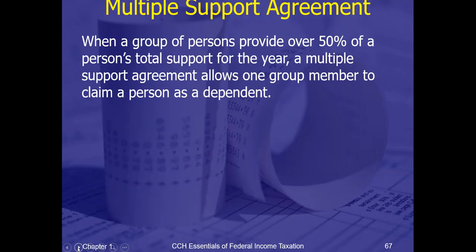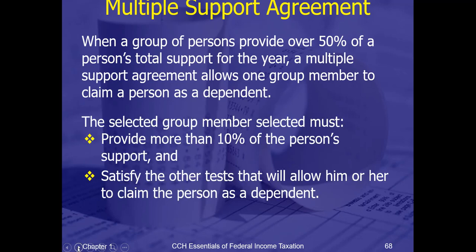What about multiple support agreements? This is the idea where there's a group of people. Say mom is in a nursing home and the 4 kids all chip in to pay for her care there. So if together the 4 of them pay over 50% of her support, then one of them can claim her as an exemption, but only one. So they have to agree who's going to do that. And that's what a multiple support agreement is designed to do.